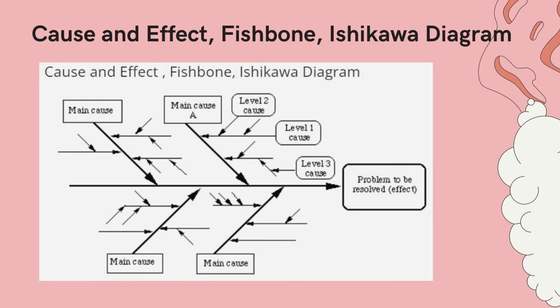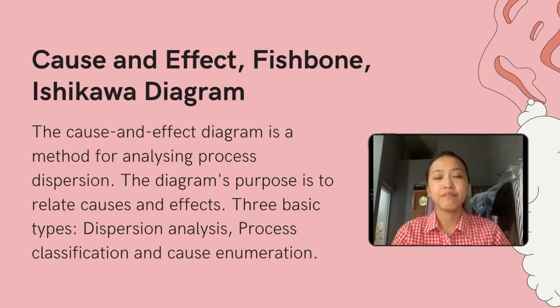Cause and effect fishbone Ishikawa diagram. The cause and effect diagram is a method for analyzing process dispersion. The diagram's purpose is to relate causes and effects. Three basic types: dispersion analysis, process classification, and cause enumeration. Effect means problem to be resolved, opportunity to be grasped, result to be achieved.